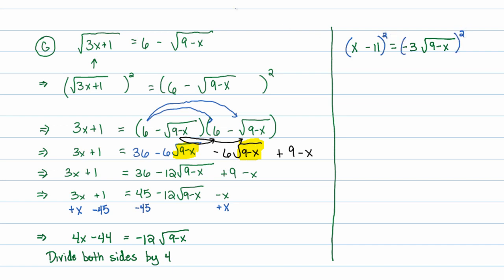The only thing you have to remember is that you have two different kinds of squaring actions going on here. You're squaring a binomial, so that's x minus 11 times x minus 11. And on the right-hand side, you're squaring the product of two numbers. So you have that negative 3 being squared times the square root of 9 minus x being squared. Now, the left-hand side distributes out to x squared minus 22x plus 121 equals, the right-hand side is 9 times the quantity 9 minus x, because the square and the square root cancel each other out. Let me distribute that 9 through.